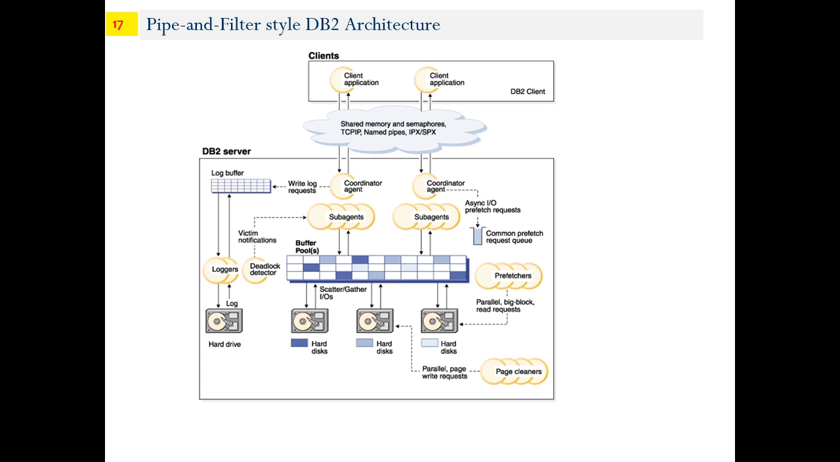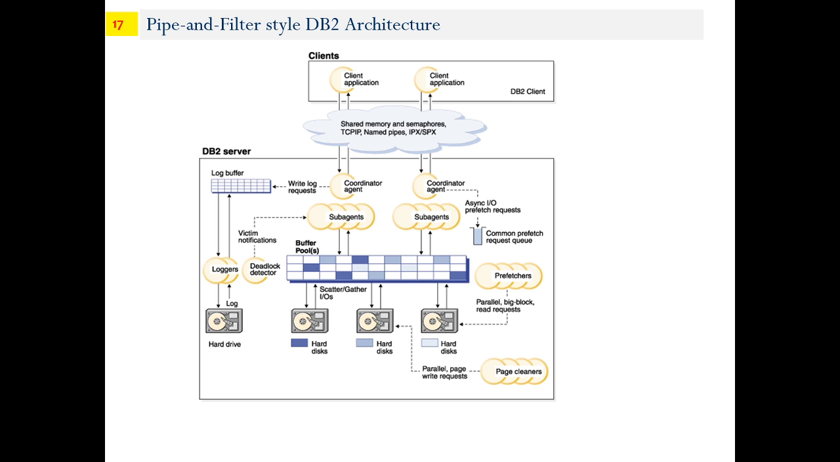So this is the summary of one of the architectures, the DB2 architecture, where you have clients and a server, and you can see there are buffers and pools over here. I hope everybody can observe this. Sub agents are there, and you can have multiple hard disks connected together on the server side, and you can maintain a log buffer, and through the correct protocols, that is shared memory, semaphores, TCP/IP, named pipes, IPX/SPX, you can communicate with the client application.